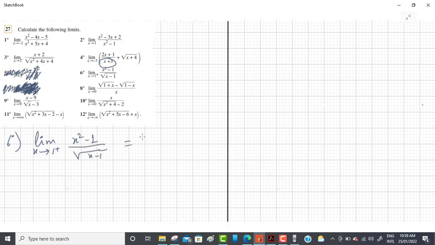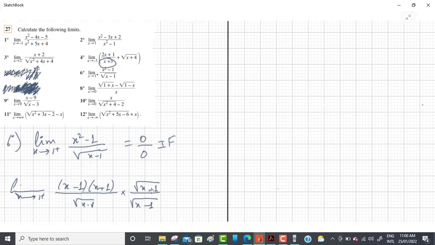If you substitute x by 1, you will obtain 0 over 0 indeterminate form. So you should factorize. In this case, you not only need to factorize because you have a quadratic binomial, you also have a radical. You need to factorize and also multiply by the conjugate. So limit as x tends to 1 plus. X squared minus 1 is a squared minus b squared, is (x minus 1) into (x plus 1) over radical of (x minus 1). We need to multiply by its conjugate, which is radical of (x minus 1). The conjugate of radical a is still radical a.